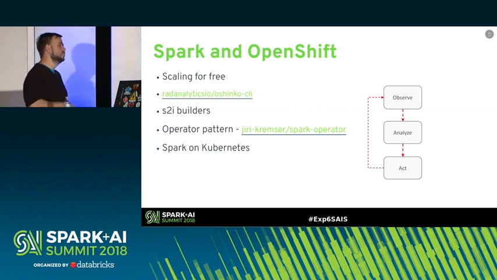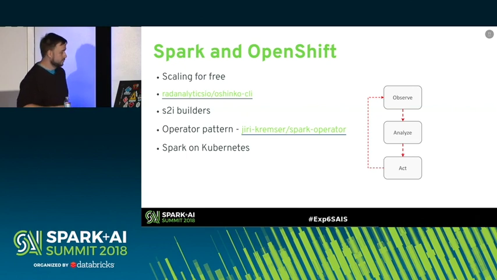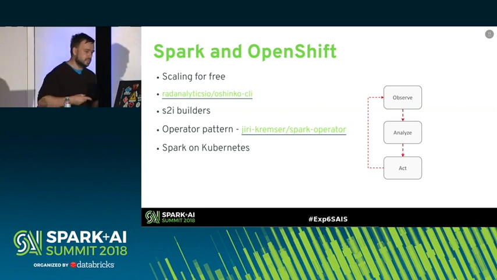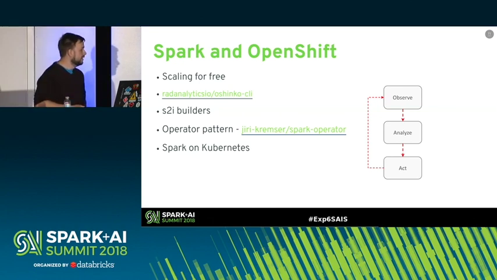OpenShift is a feature superset of Kubernetes. You may be familiar with Kubernetes. At Red Hat we try to productize Kubernetes and call it OpenShift, but all you see can work also with Kubernetes. With Kubernetes, you get scaling for free because spawning a new pod is a really basic operation there.